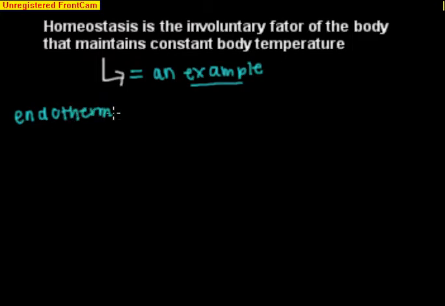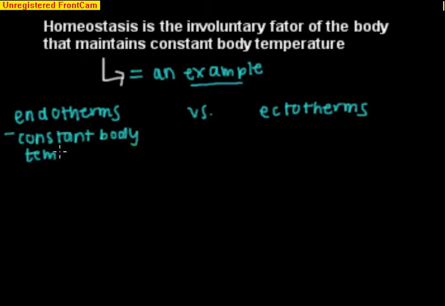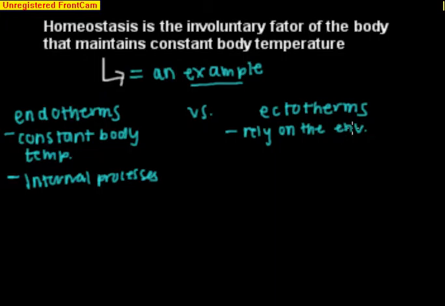So let's examine two types of organisms. We have endotherms and ectotherms. An endothermic animal is one that maintains a constant body temperature, and that is metabolically favorable through various internal processes. An ectothermic animal, on the other hand, is one that relies on the environment for thermoregulation. So endotherms thermoregulate through internal processes, whereas ectotherms rely on the environment.